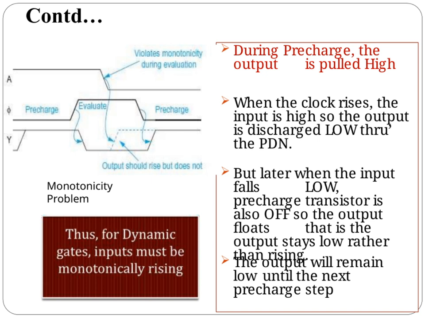This behavior highlights what's known as the monotonicity problem, where the output doesn't transition smoothly in one direction during the evaluation phase. Understanding this issue is crucial for designing reliable dynamic logic circuits.